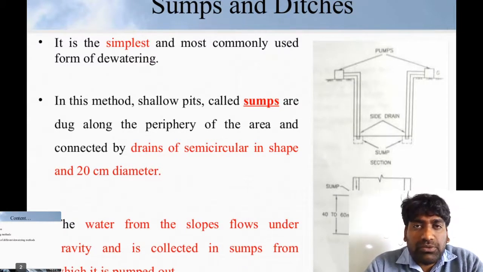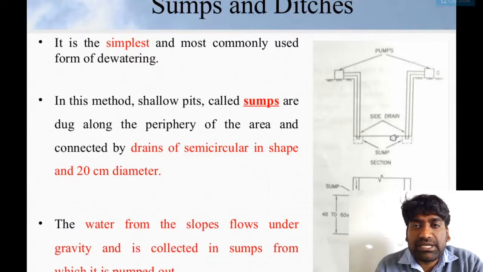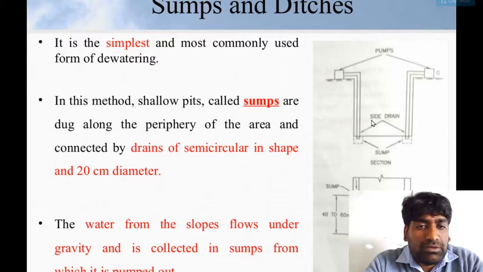So what do we actually do in sumps and ditches? It is the simplest and most commonly used form of dewatering. In this method, shallow pits called sumps are dug along the periphery of the area and connected by drains, semicircular in shape and 20 centimeter in diameter. In this figure you can see the sump section over here. Side drains are being given over here. The water from the slopes flows under gravity and is collected in the sumps, from which it is pumped out.